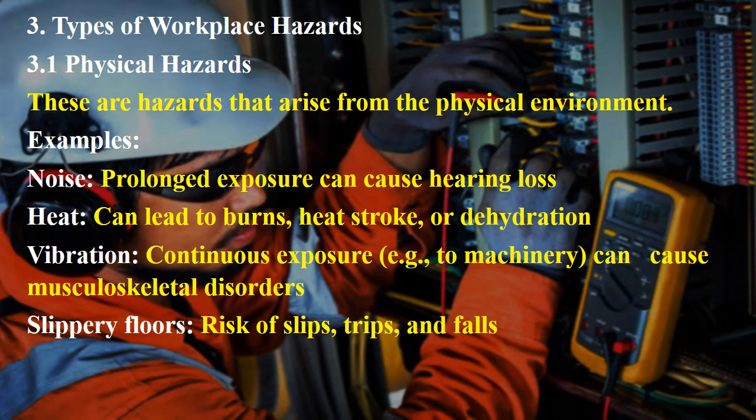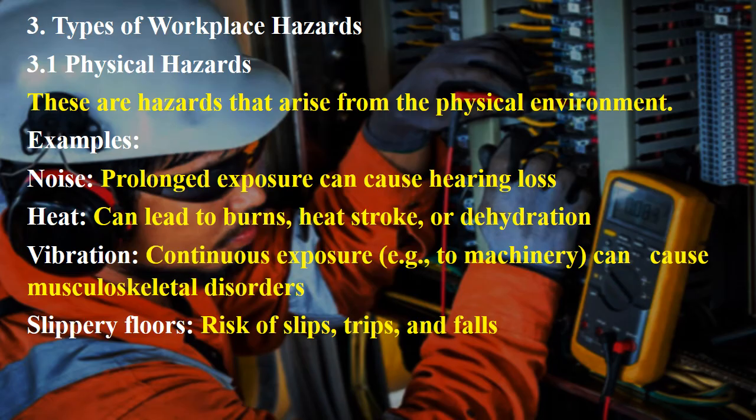Types of workplace hazards: we have one, physical hazards. These are hazards that arise from the physical environment. Examples of physical hazards: we have noise. Prolonged exposure to noise can cause hearing loss. In order to avoid that, we can use earmuffs. Heat: exposure to extreme heat can lead to burns, heat stroke, or dehydration. In order to avoid that, we can put on a proper suit, PPE, or something like that.